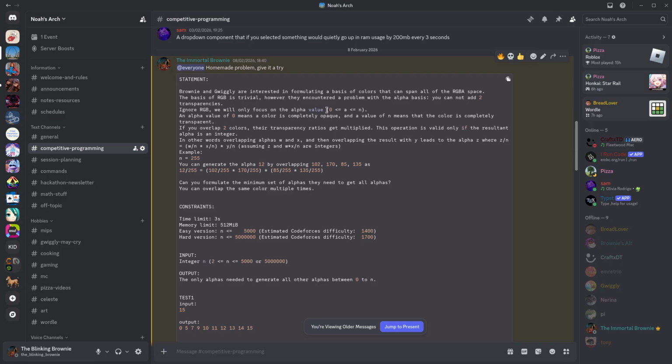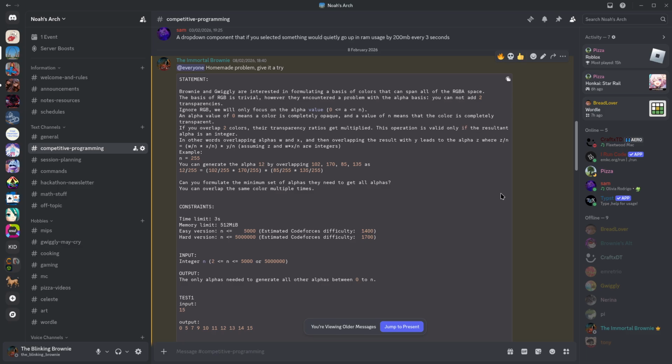We will only focus on the alpha value. So for all alpha values a between 0 and n, 0 means completely opaque, n means completely transparent. If you overlap two colors, the transparency ratios get multiplied. So you can think of this as two colors with transparency 0.5 and 0.6. If you multiply them, you get a transparency ratio of 0.3. This operation is valid only if the resultant alpha is an integer. So yeah, that's pretty important.